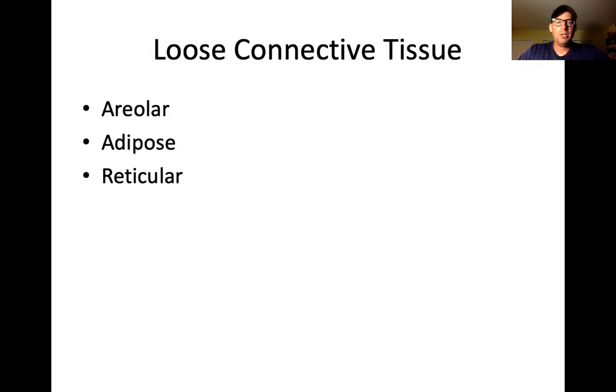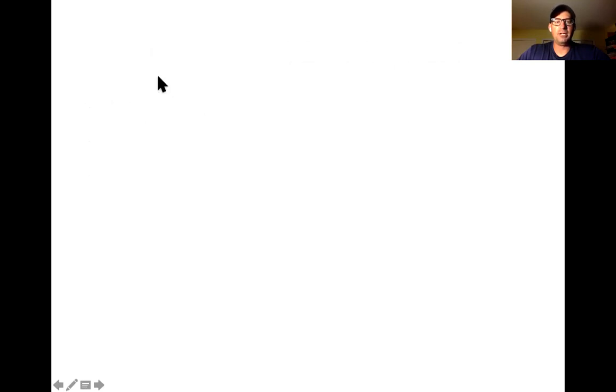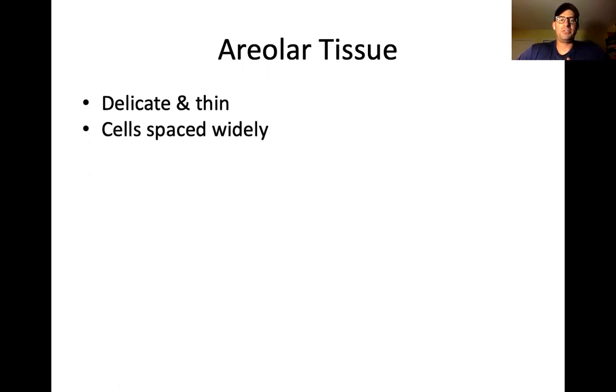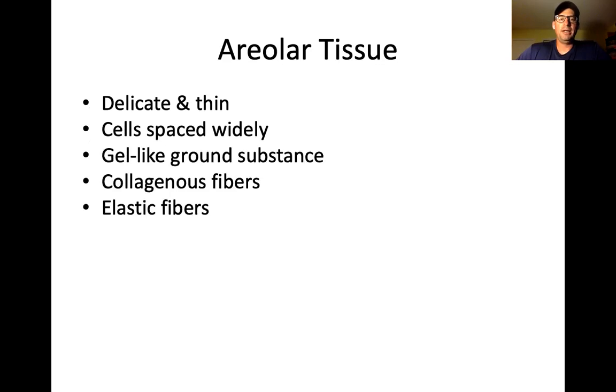All right, so we are going to be taking a look at one type of loose connective tissue here, and that is the areolar connective tissue that is found in the dermis. This is delicate and thin connective tissue. The cells are spaced widely apart. They have a gel-like ground substance. We will see both collagenous and elastic fibers within areolar tissue that serves to bind skin to organs.